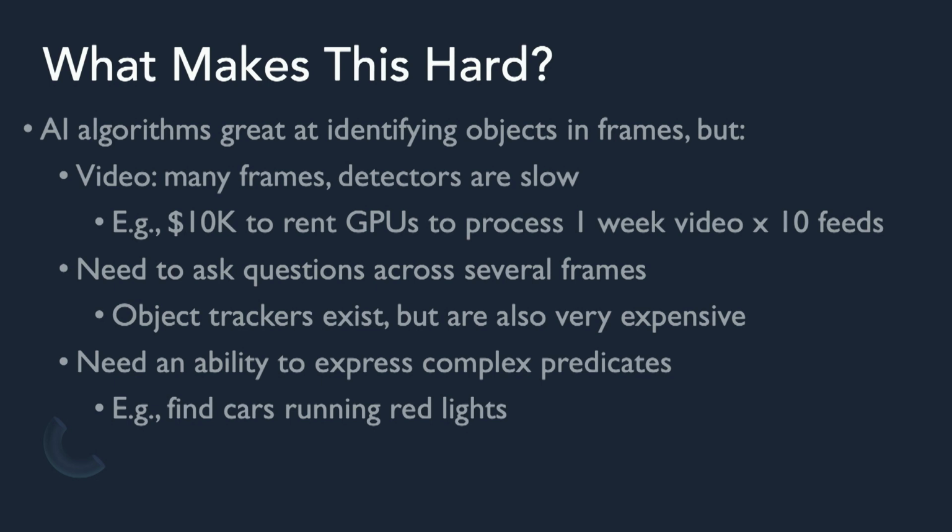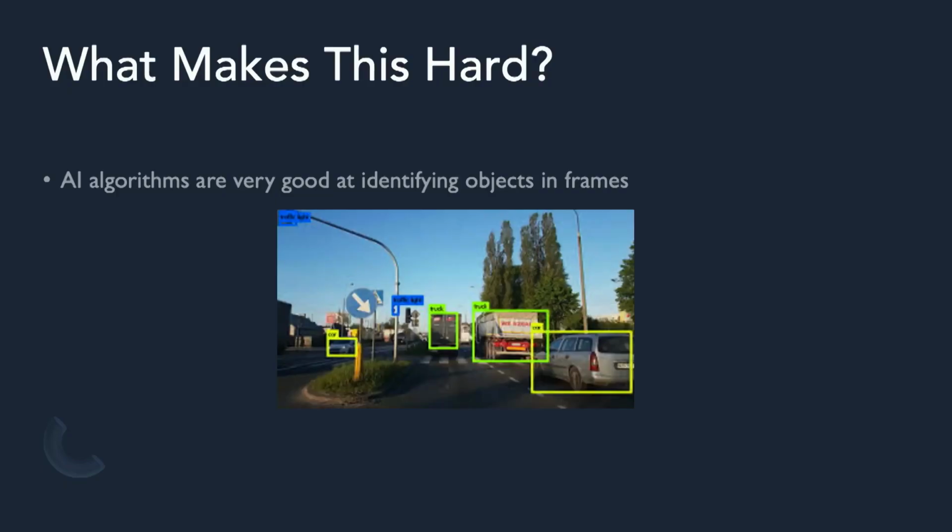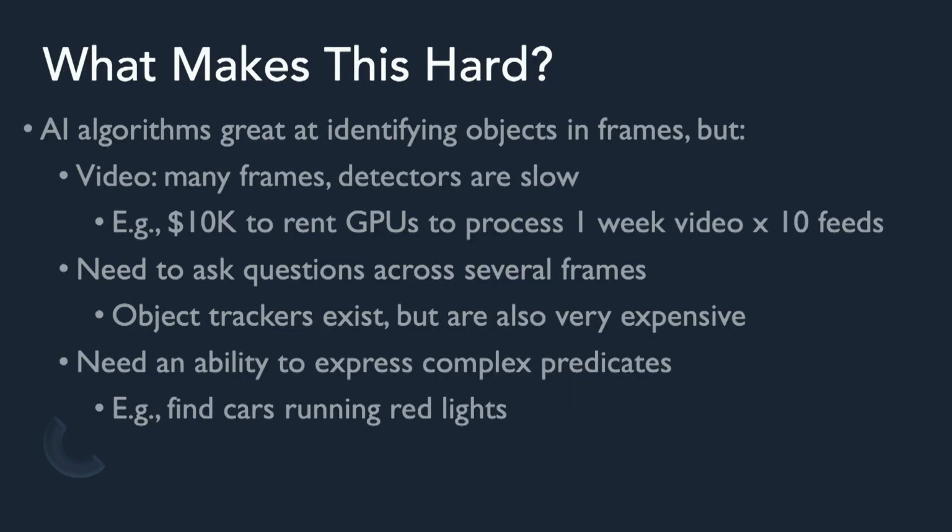So if I have a huge amount of video in the world, if I'm YouTube, or an autonomous driving company that has thousands and thousands of hours of video, it would be really expensive to do this kind of processing. Second of all, this picture here is just a single frame detector, but what I actually want to do is ask questions across sequences of frames. There are object tracking algorithms that do this, but they're even more expensive than these basic algorithms. And then finally, we really want to build a system around this.